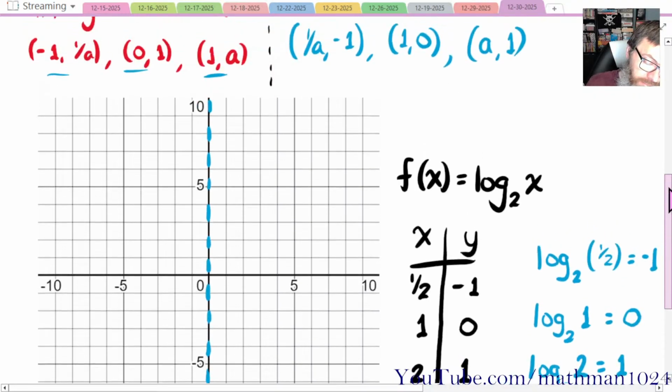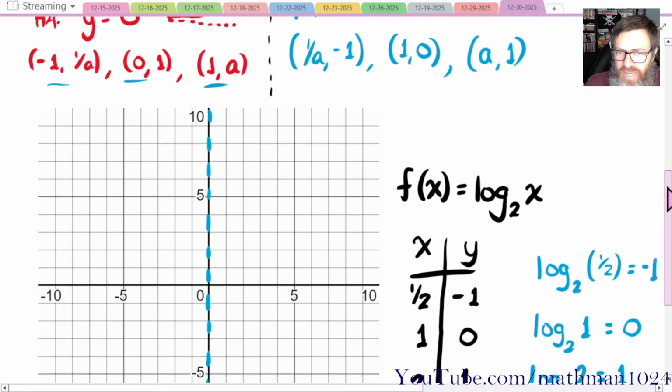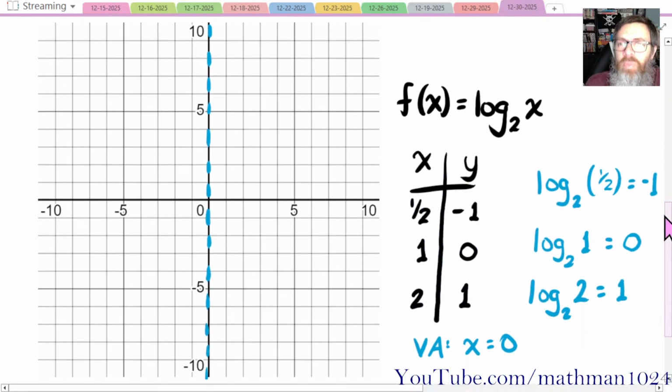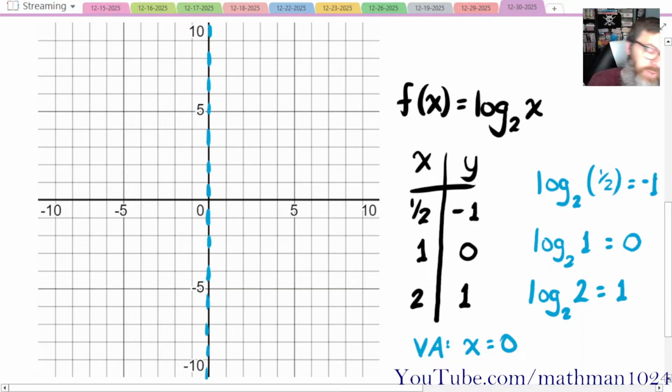I've also said that my domain is going to be from 0 to infinity. So don't try to put any negatives over there. We can't do that, because you can't take, say here, a base of 2 and raise it to a power to get something negative. 2 to a power is going to be positive, really no matter what you do.